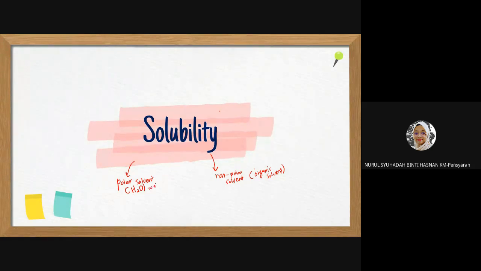Jadi kalau solubility in water, syarat dia satu je. Untuk dia soluble ataupun untuk dia larut dalam air, dia mesti can form hydrogen bond with water molecule.